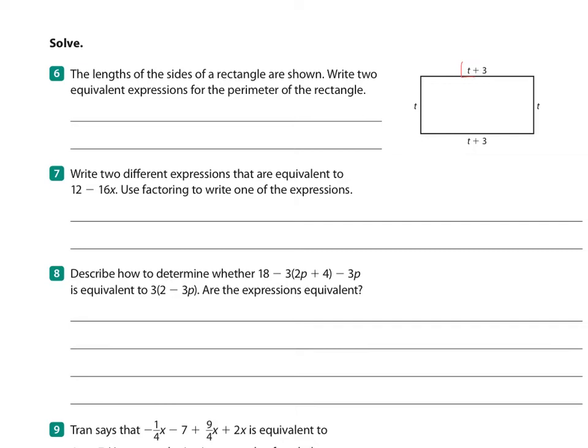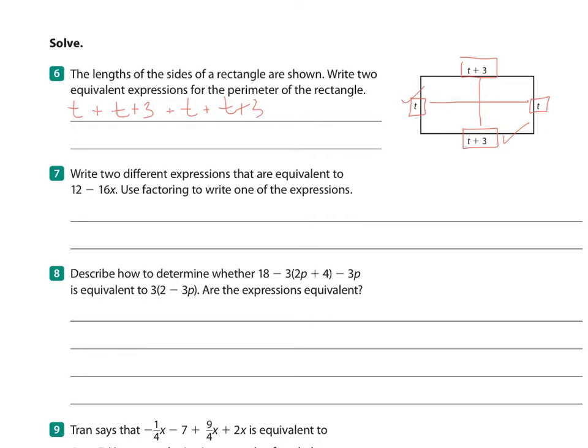So again, here are our sides. In a rectangle, opposite sides are equal to each other, right? That's why these two are the same thing, and that's why these two are the same thing. So the first way I can write this, perimeter, just says add up all your sides. So the first way I could write this is just to say, hey, t plus t plus 3, right? There's that side and that side. Let's add the other two sides in, t and t plus 3.